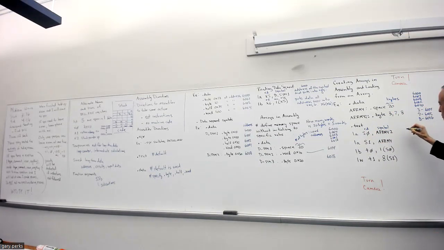So you see, this is going to put address 6014 into register S0. And then what's this instruction going to do?